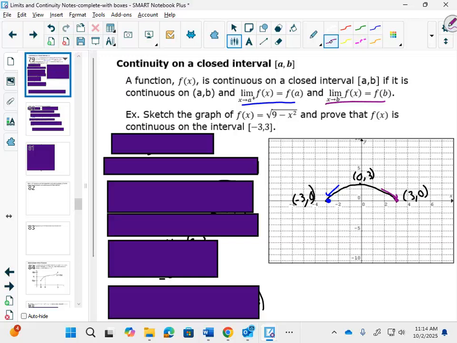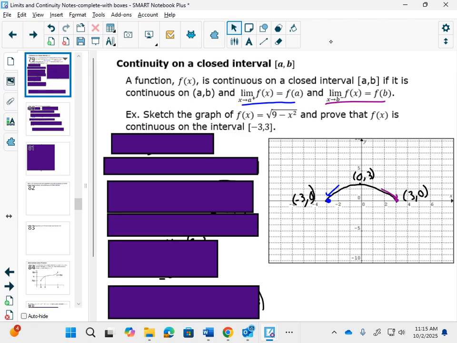The mathematical part of it says it has to be continuous at every point in between, and from the left side, as you approach that left point from the right, you would hit that point, and on the right side, as you approach that from the left, it would equal that point.